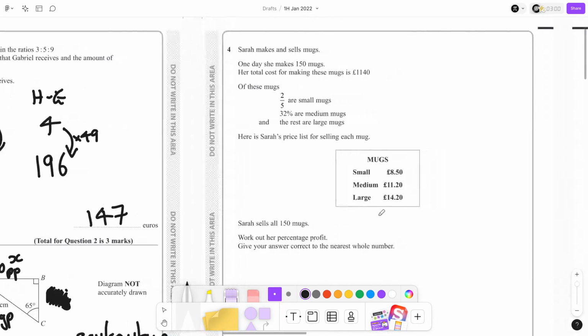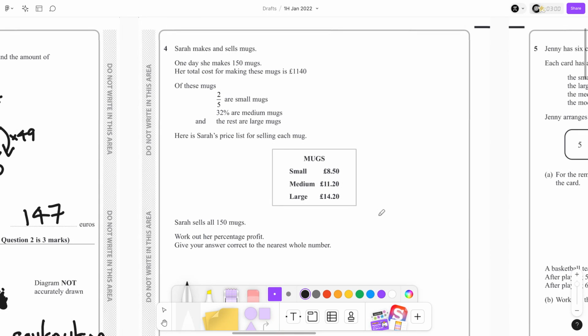Okay. Sarah makes and sells mugs. One day she makes 150 mugs. Total cost is this: 2/5 are small, 32% are medium, the rest are large. And then we want to find out a percentage profit, and we know how much she sells them. So we need to know how many small mugs.